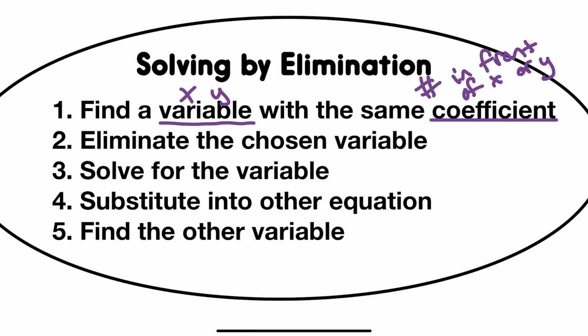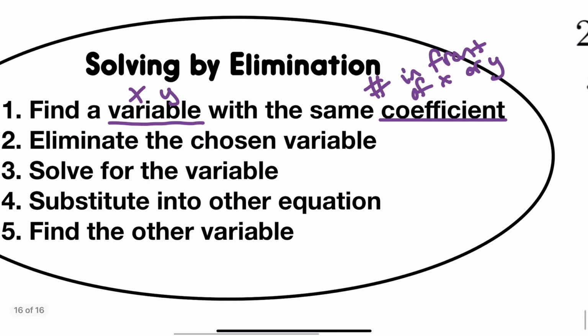All right. Step number 3, solve for the variable. Whatever variable is left over, you're going to solve for it, just like we did with our substitution. All right. Step 4, substitute into the other equation. Once again, same thing as we did in substitution. And then 5, find the other variable. So these two are really close to each other. It's just the way we start out in elimination is different. So let's see what that's going to look like.